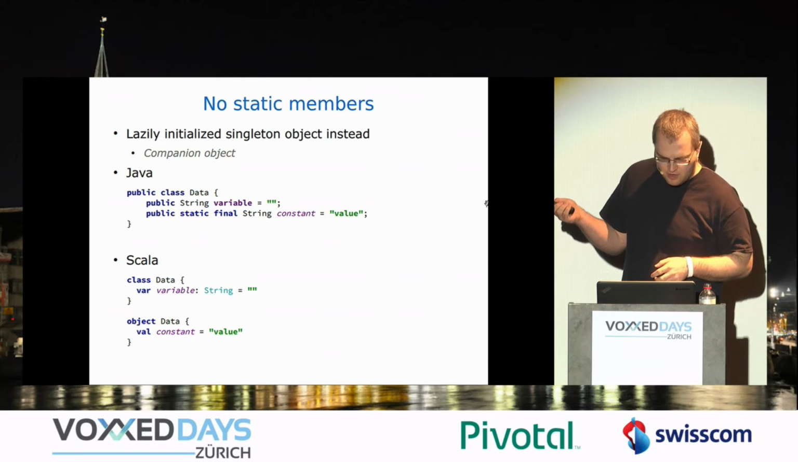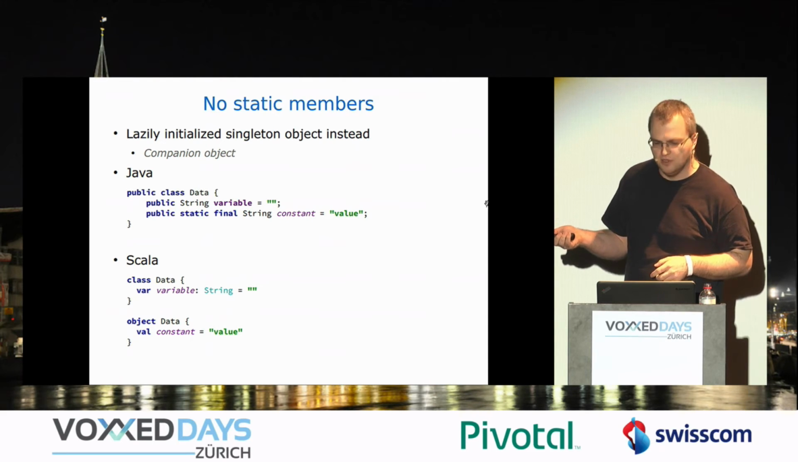Again, on the example, I hope this is a very simple example. You can see that this is an instance, this is a static member, this one goes here, this one goes to the object. Done.